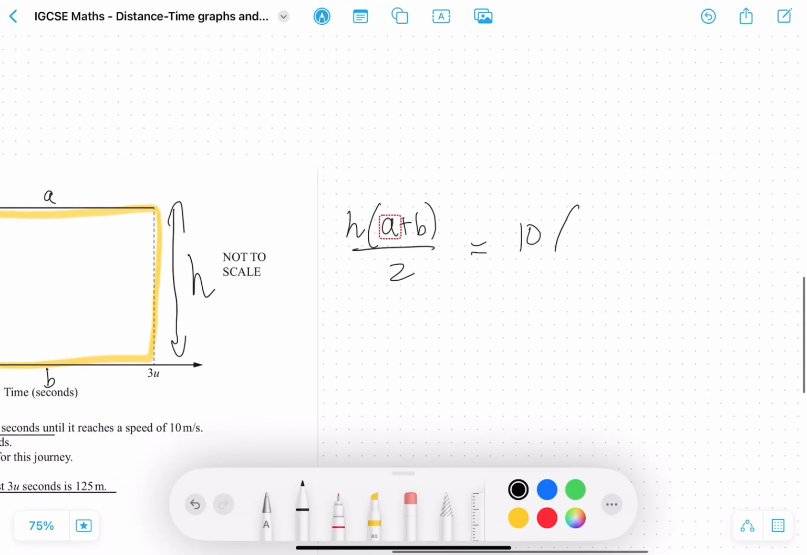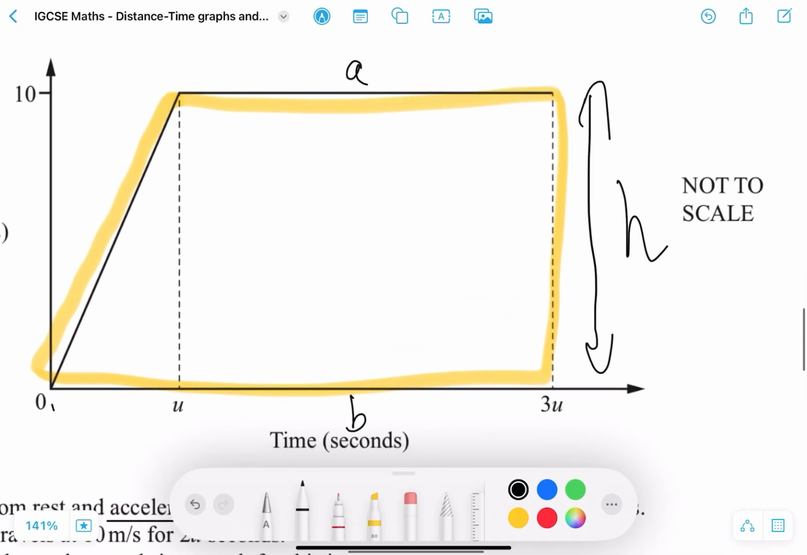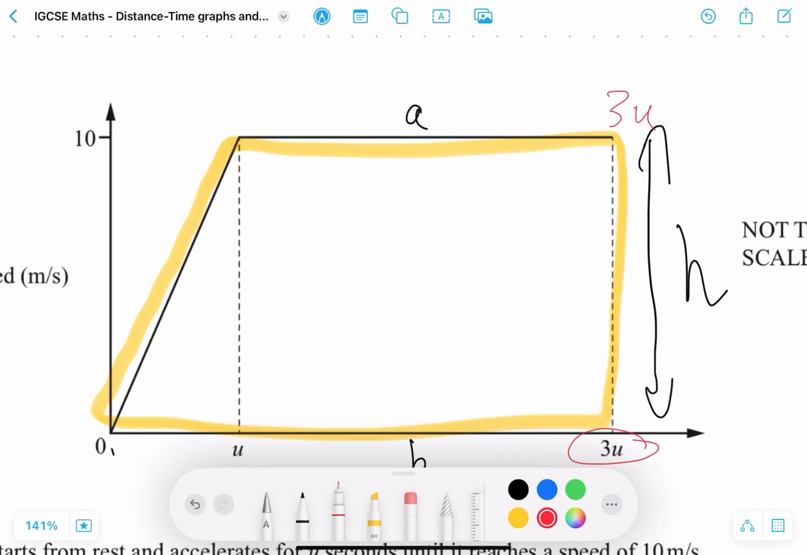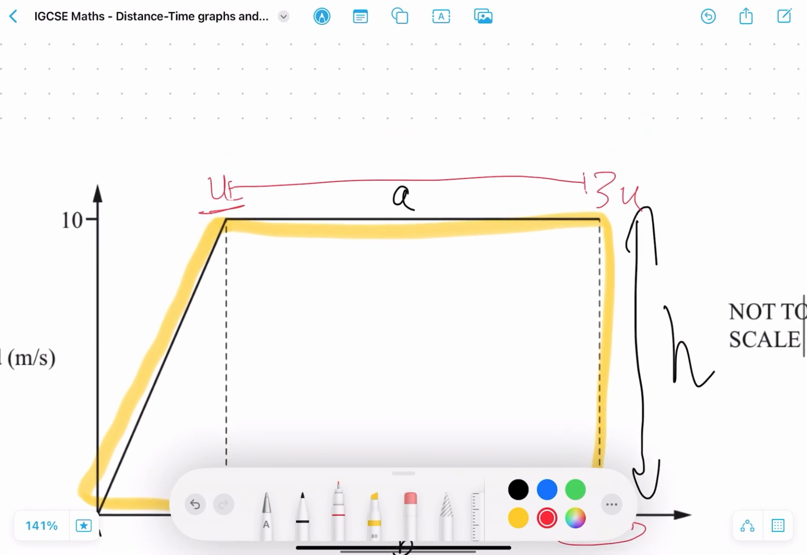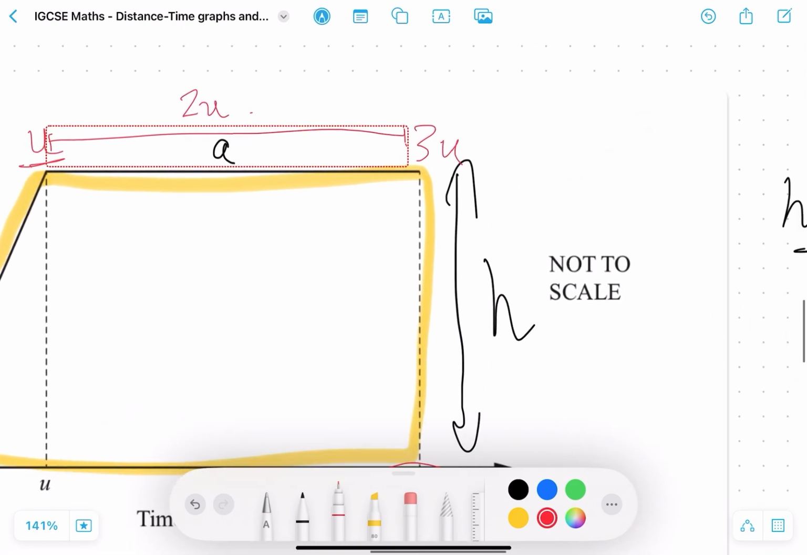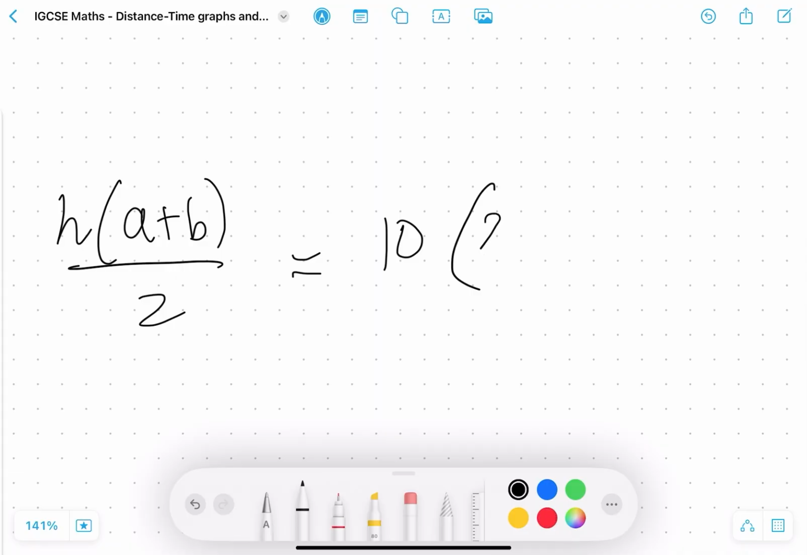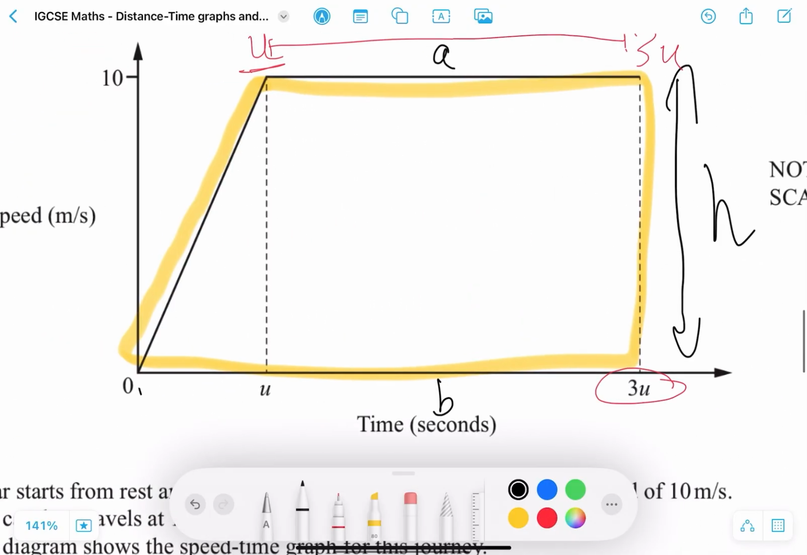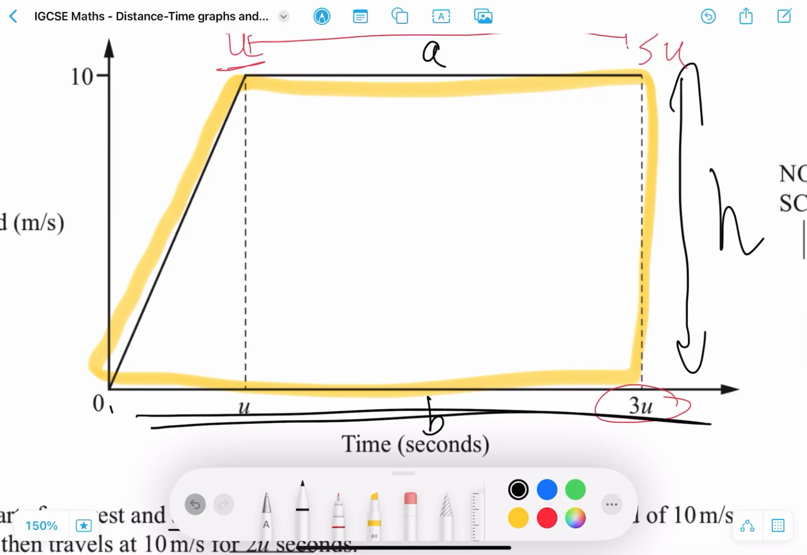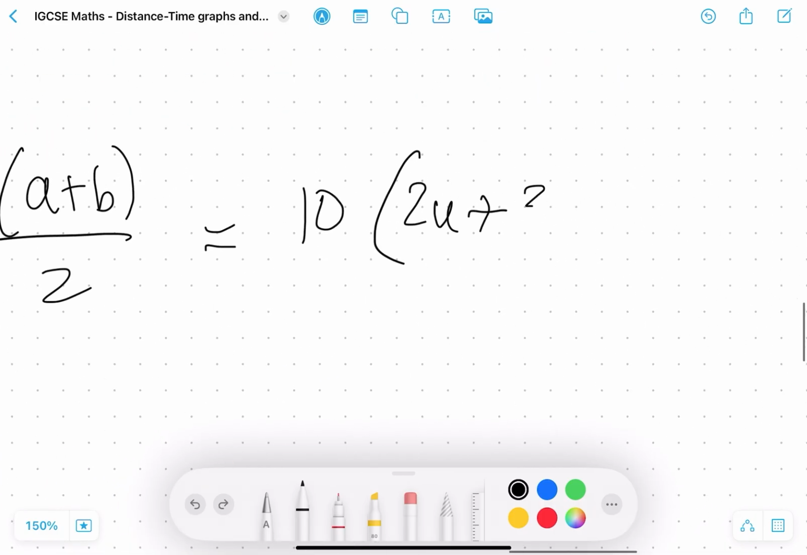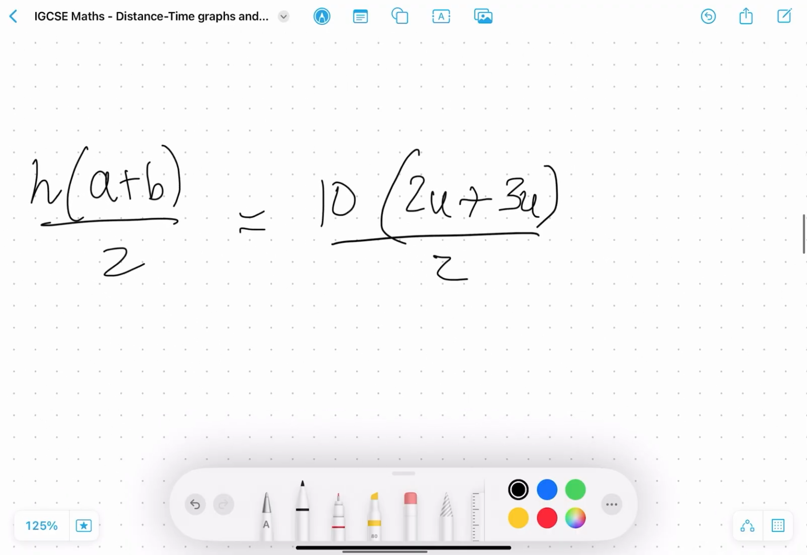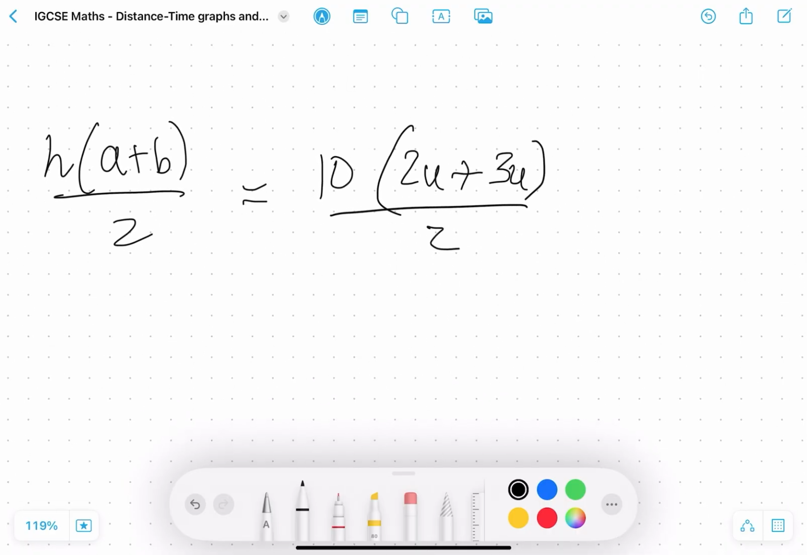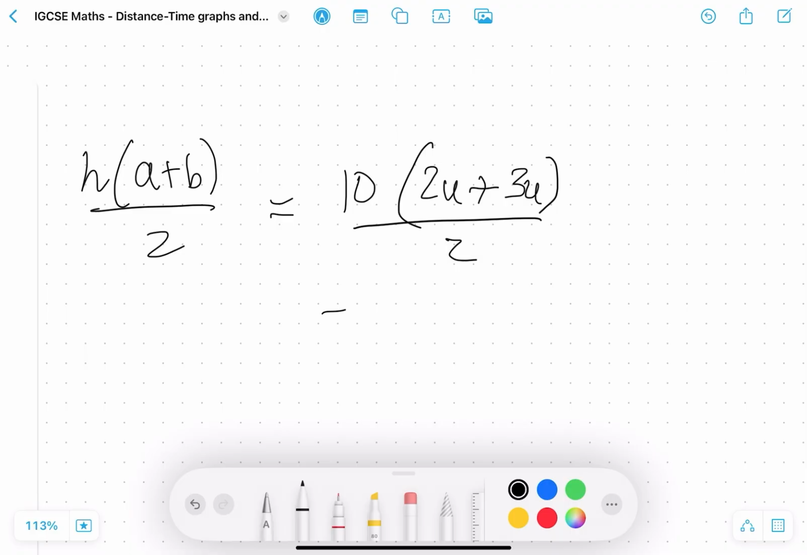So 10, and a would be 3u up here, and we know that this is u here. So therefore a is the distance between u and 3u, which would just be 2u. So a is 2u plus b. B is just the base of this trapezium, which is 3u as a whole. So 2u plus 3u over 2. And then if you simplify this, it will give you 25u.